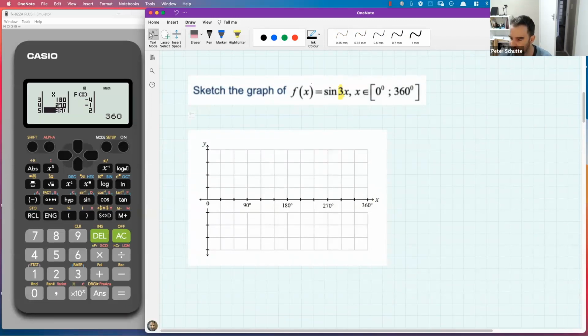Put your hand up if you feel like you can give us a tip. Otherwise, you can put it in the chat. What do we think that number does? It's definitely not an amplitude change. It's not in front. It's not a vertical shift. So what do we think this 3 does?